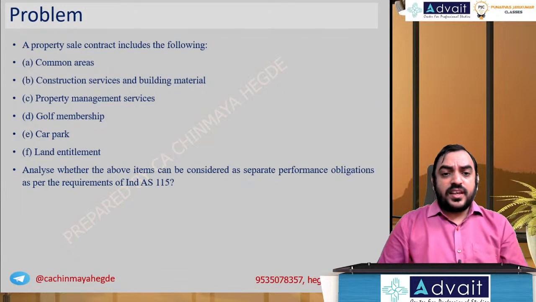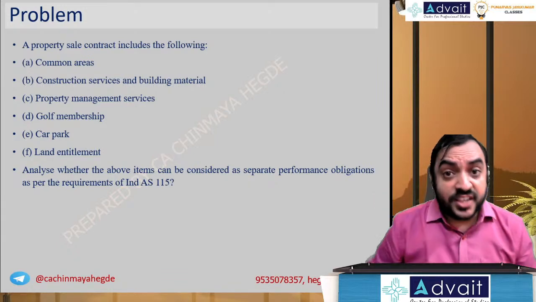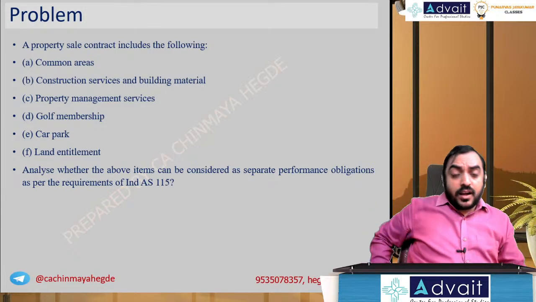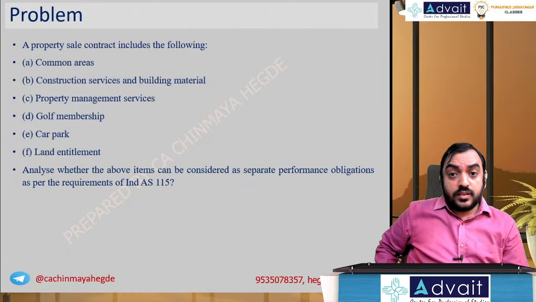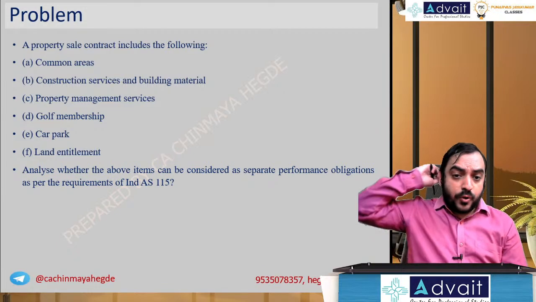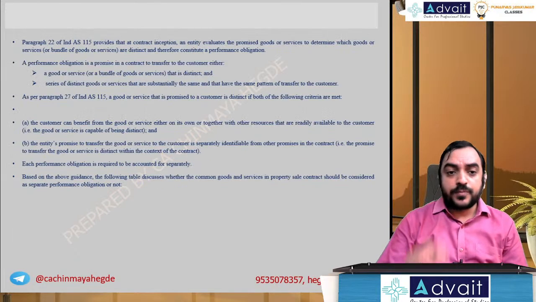A property sale contract includes the following: maybe purchase of a residential property, common area, construction service and building material, property management service, golf membership, maybe a very posh apartment, I think, car parking, land entitlement. Analyze whether the above items can be considered separate performance obligations as per the requirements of Ind AS 115. Okay.